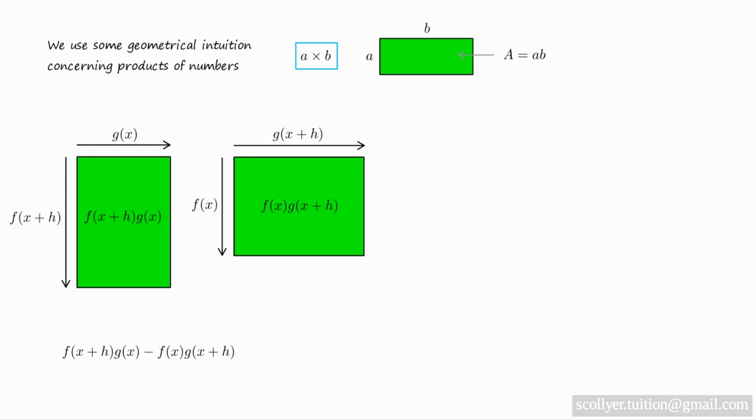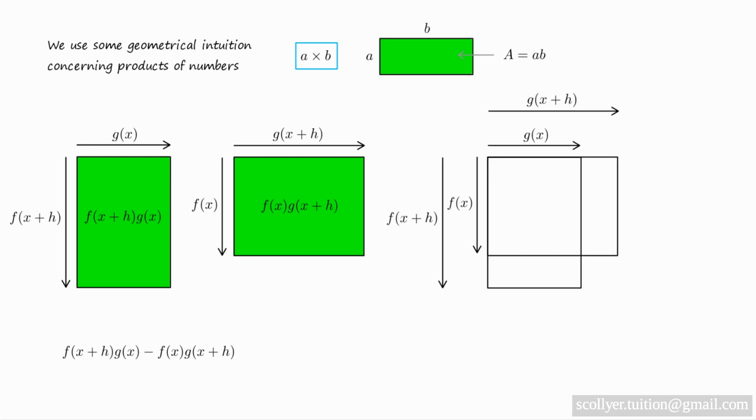Now we are interested in the quantity f of x plus h times g of x minus f of x times g of x plus h. And so we can see that this quantity corresponds to the difference of these two areas, where we subtract the rectangle on the right from the rectangle on the left. And to do so, we first superimpose the two rectangles as follows.